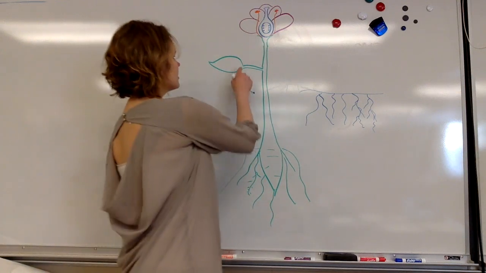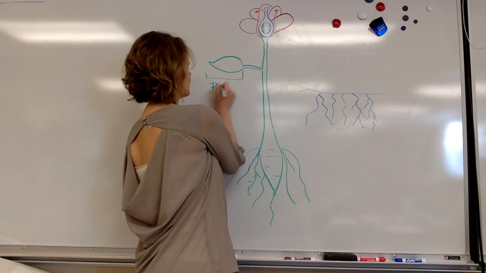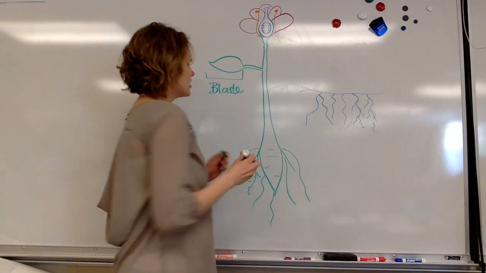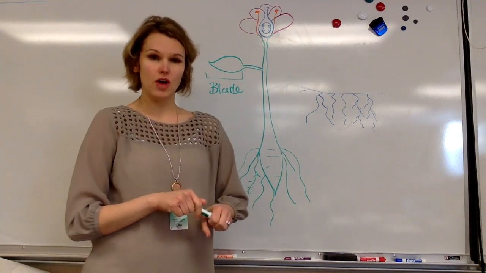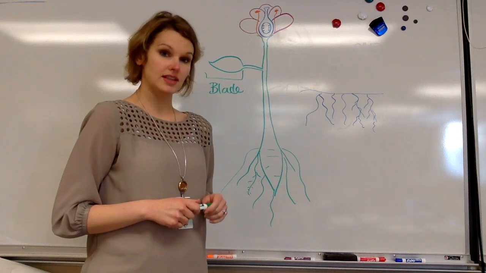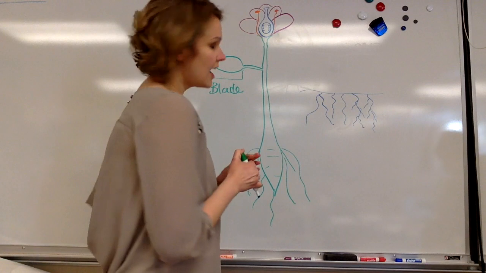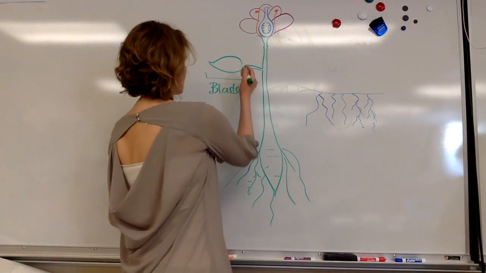The leaf here, this main part of the leaf, we call that the blade. And the blade is full of photosynthetic cells so that it can absorb and use the sunlight's energy to make its own energy or make food. And so the blade is the largest part.